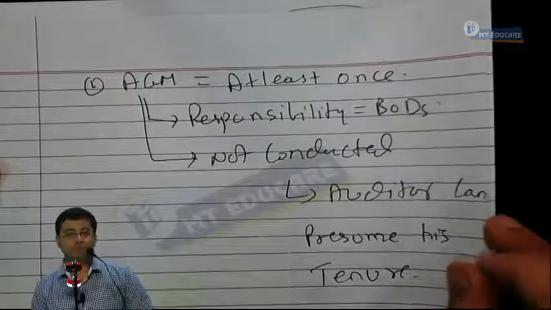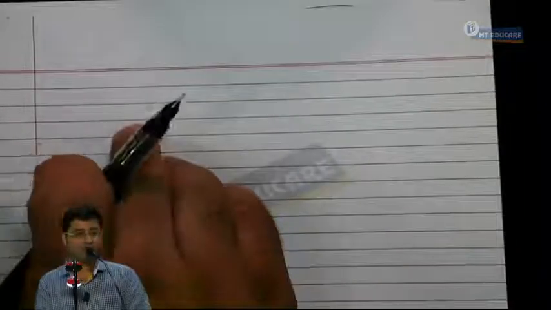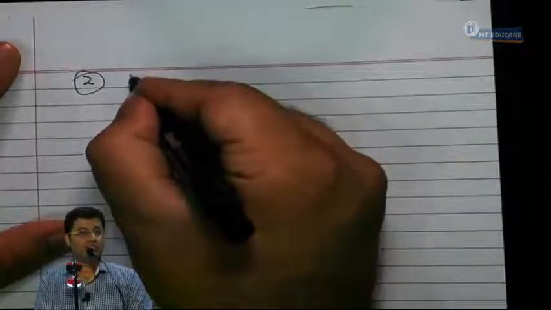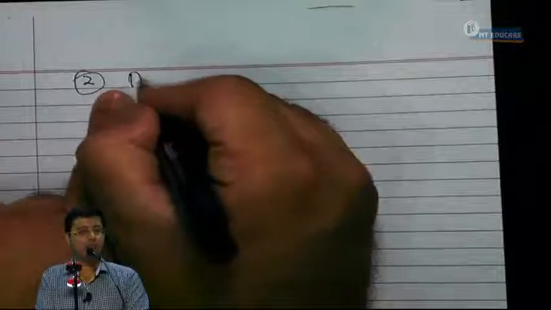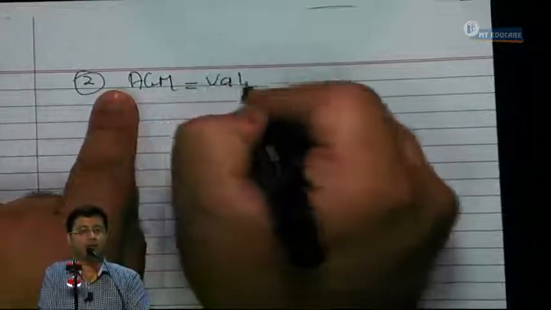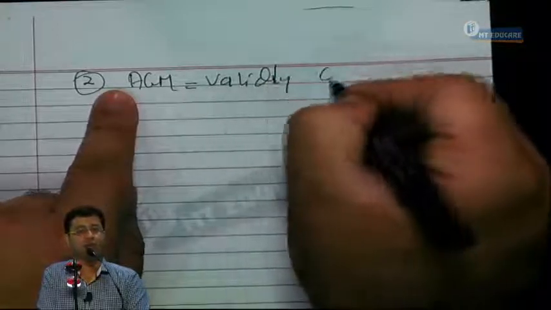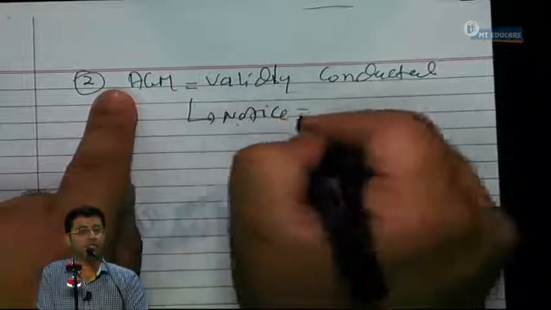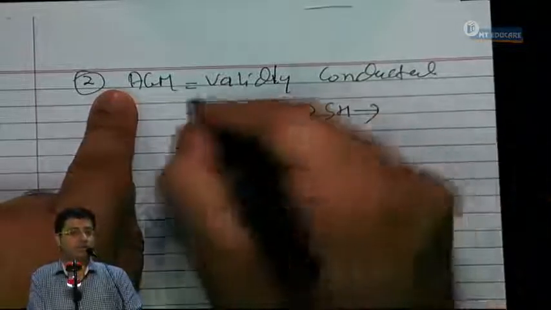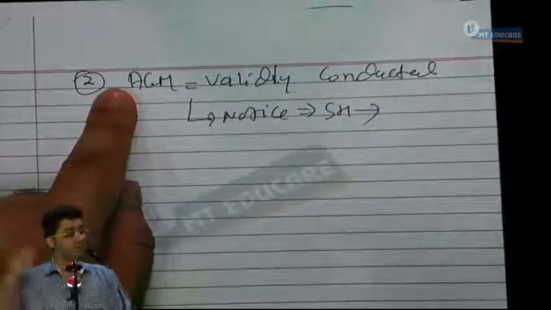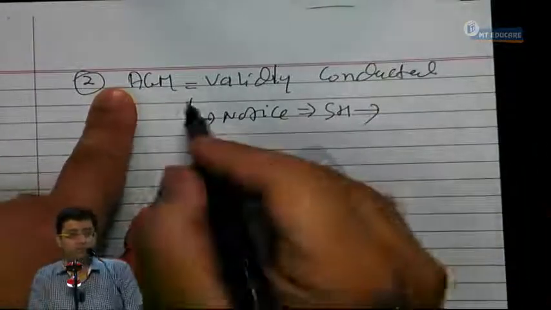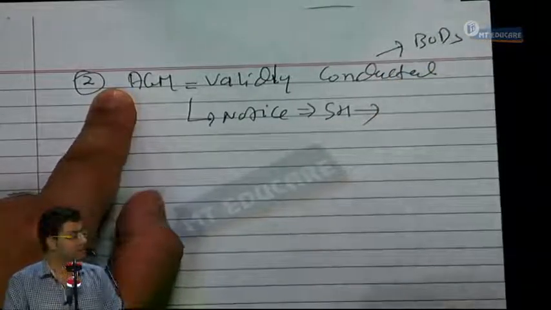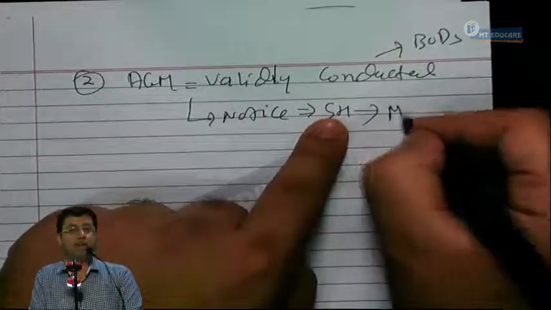Now, if I have to conduct an AGM, let me tell you one thing more. When an AGM is conducted, suppose an AGM was validly conducted. Let's take an example. The notice which was given to the shareholders says that we are going to change our auditors. Suppose AGM is conducted in the year in which the auditor's tenure is completing. The sixth AGM. That means the 5 years are over now. So AGM was validly conducted here. And who conducts AGM? The board of directors.